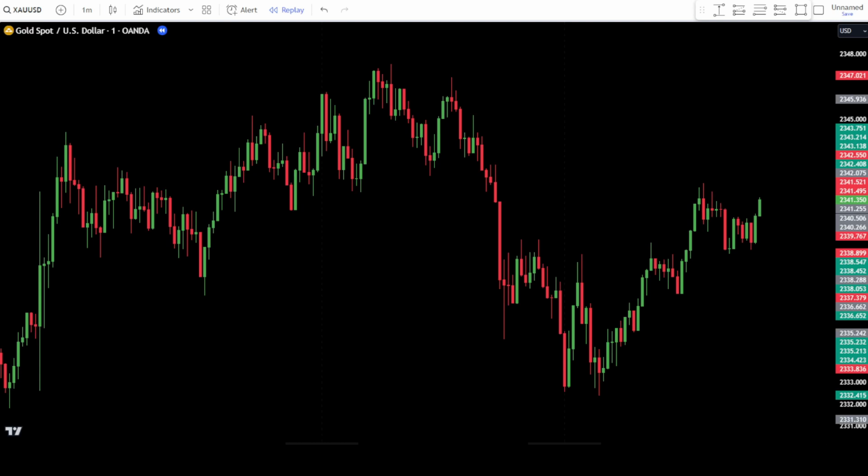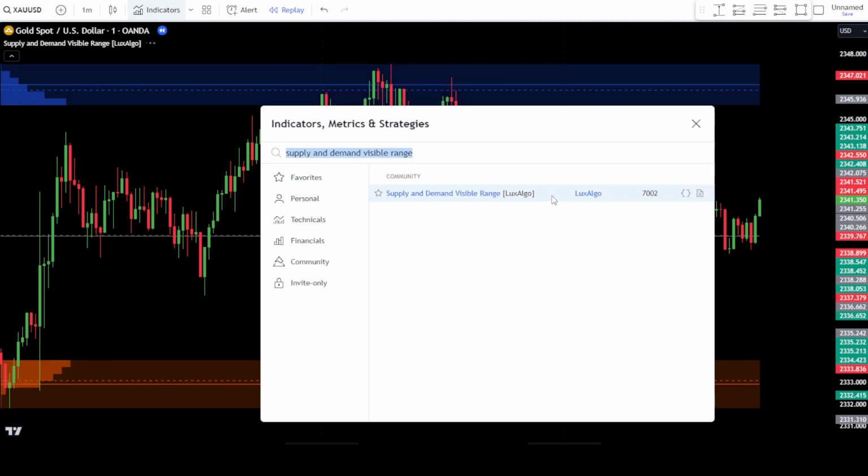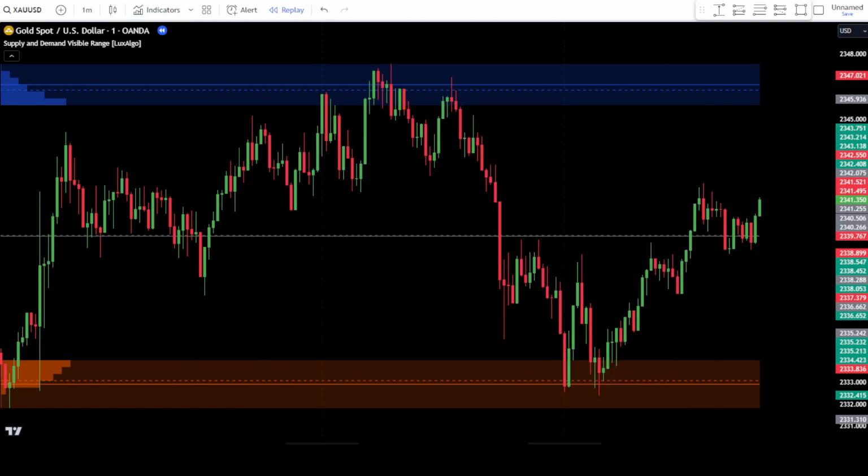Now, open your TradingView application and go to the Indicator Search tab. In the search bar, type Supply and Demand Visible Range. Then, select Supply and Demand Visible Range by Luxalgo. This supply and demand visible range indicator will provide marks for supply and demand areas that you can use to identify supply and demand zones in the market. The indicator will continuously update, allowing you to monitor supply and demand areas for order placement.